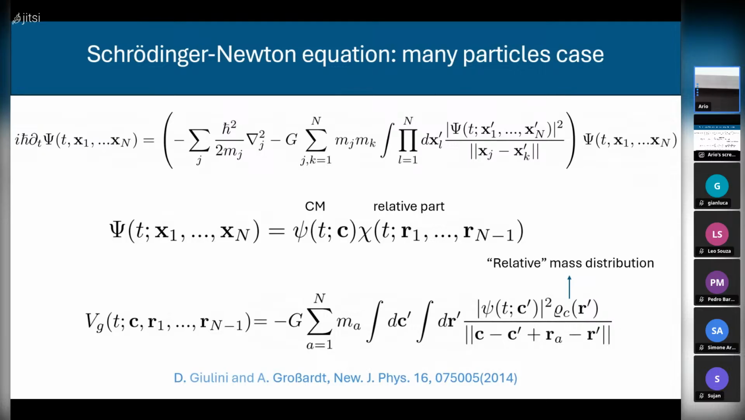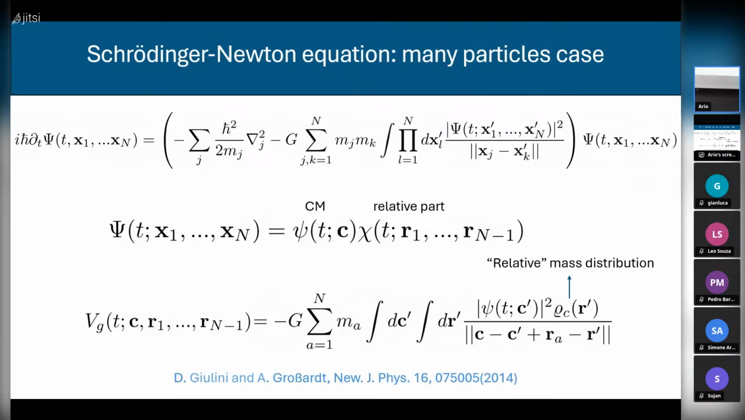And then you have all these contributions, and you have to try to find some formulation, some equation, for the center of mass wave function. So you are interested in general, in this case, in describing what happens to the center of mass of the system, and then you try to factorize the wave function in something like this.